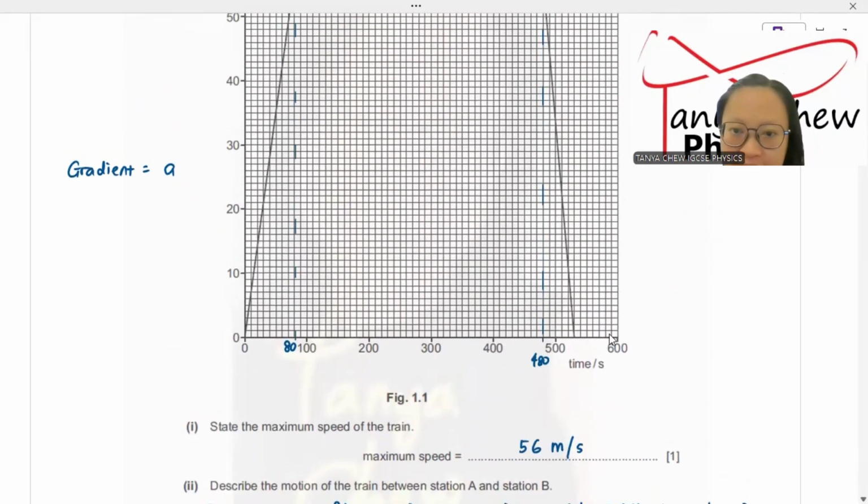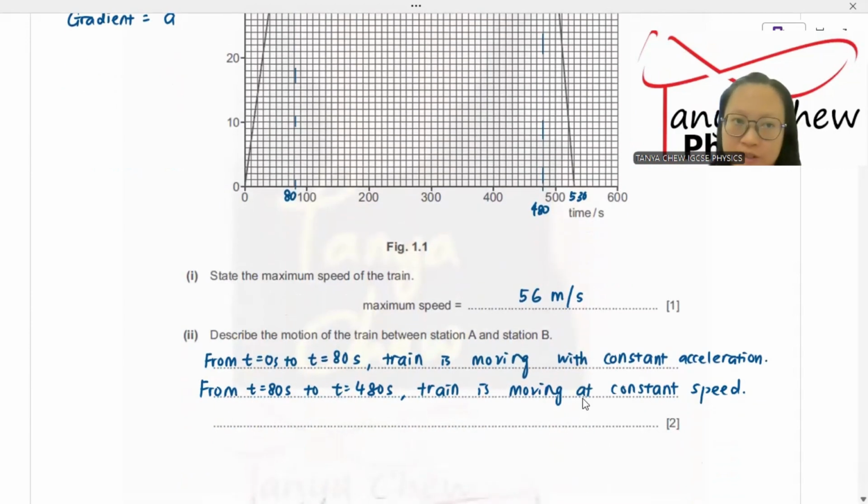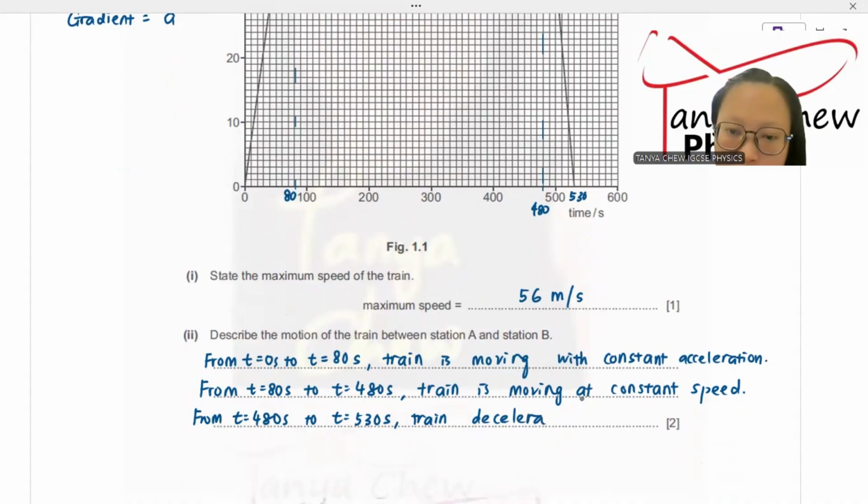And then from 480 to 530 seconds, you could see that the speed of the train decreases constantly until it reaches zero. So I will talk about the acceleration. Since this is a negative acceleration, I would say that the train decelerates constantly, uniformly, from t equals to 480 seconds to t equals to 530 seconds. Train decelerates uniformly.